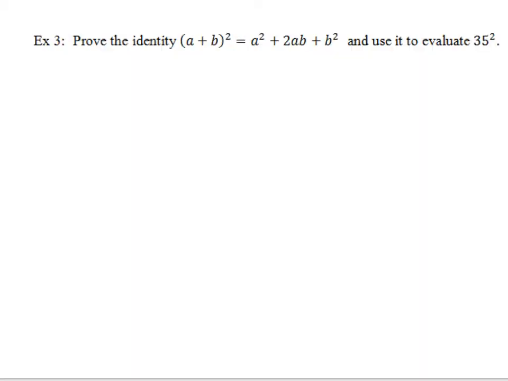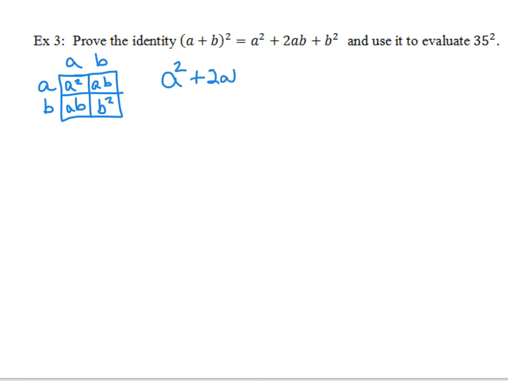In example 3, we want to prove the identity that a plus b squared is equal to a squared plus 2ab plus b squared. So that's no different than just multiplying together a plus b times a plus b. So doing my box multiplication, I've got a squared, ab, ab, and b squared. So I can clearly see that a squared plus 2ab plus b squared is equal to exactly the same thing on the right side of the equation. So yes, this is an identity because I have algebraically shown that the left side and the right side are equal to each other.